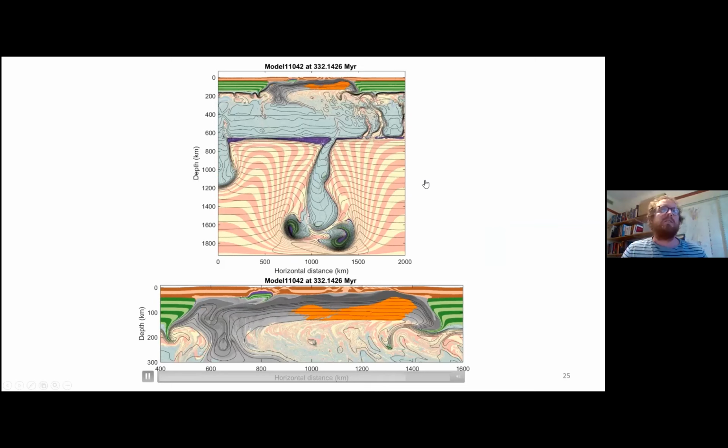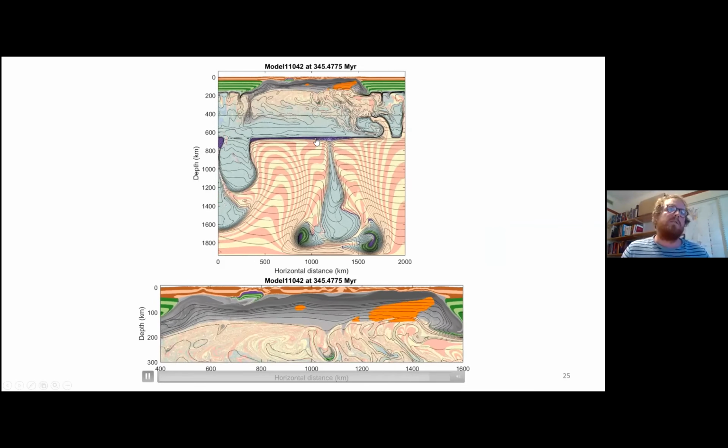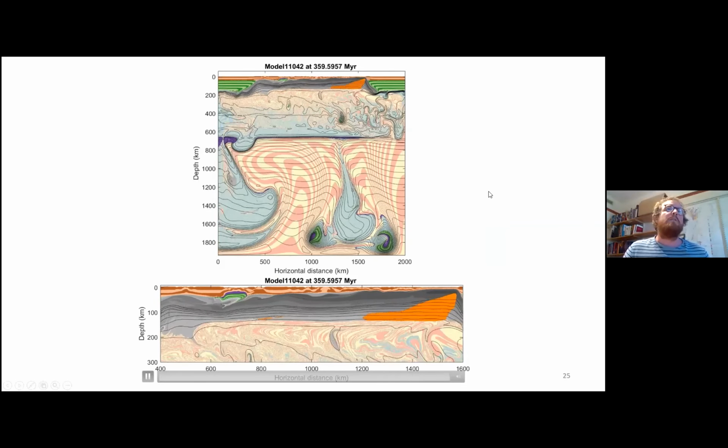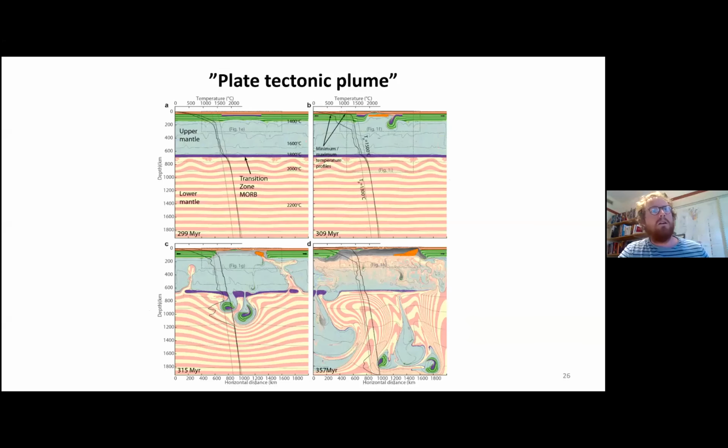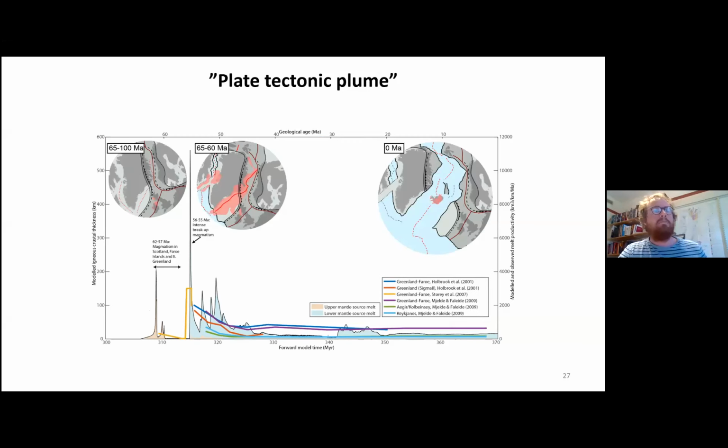The lithosphere delaminates, cross-cuts the mantle transition zone, and it actually produces a plume coming from the lower mantle and producing a lot of magmatism. Yeah, and we kind of try to turn the buttons and push the knobs so that we get the right timing for the North Atlantic.